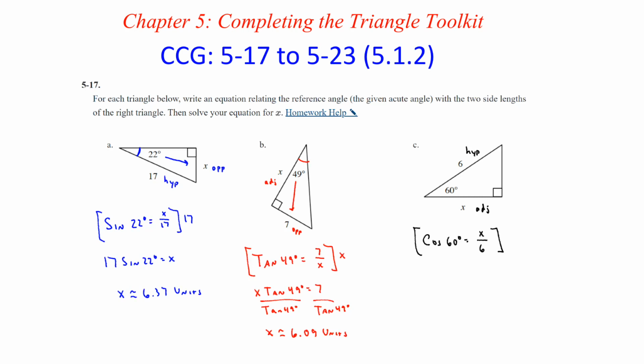Solve for the exact value of x by multiplying by 6, so 6 times cosine of 60 degrees is exactly x's value. But if we plug that into the calculator, we're able to get a value of 3. And it's not an approximation on this one, x is equal to 3 exactly, which means cosine of 60 degrees must be 1/2.